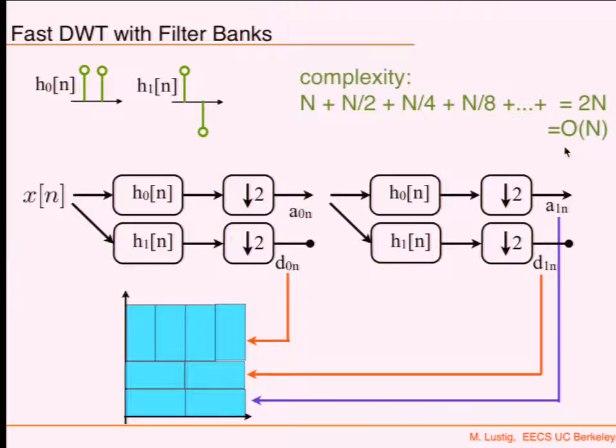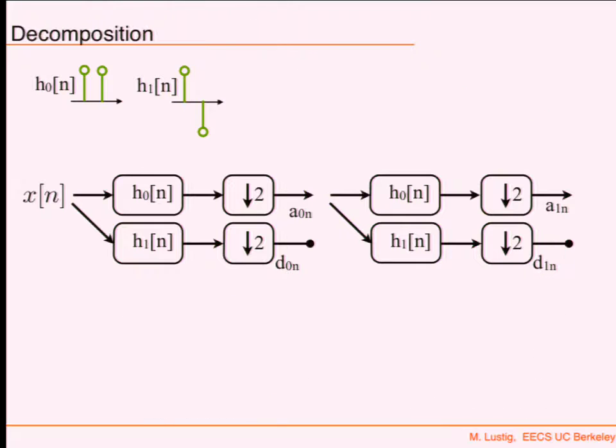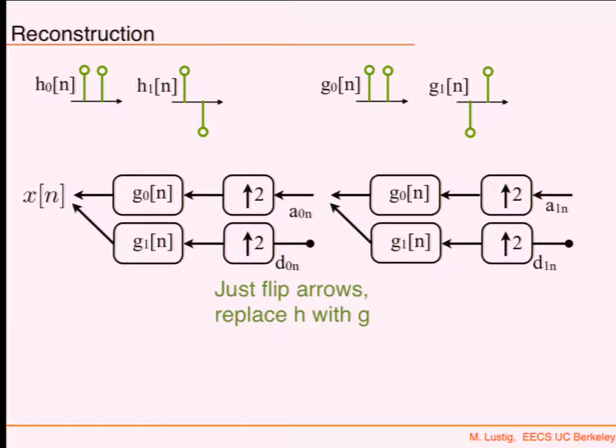How you reconstruct is also very interesting. And when we talk about filter banks, you're going to see it. I'm just going to show you now. What you do is you take those coefficients, and then you flip the arrows. If you have downsampling, you do upsampling. If you have an arrow that went that way, you flip it the other way. You replace all the H's with G's, which are flipped versions of the H's. And then you just stream everything that way.